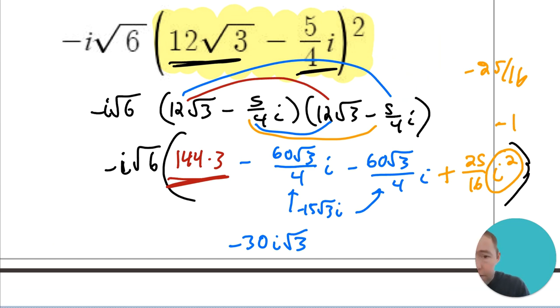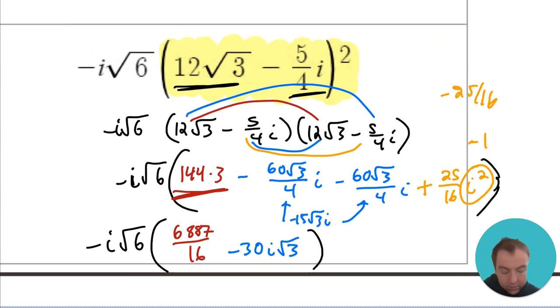So 432 is the 144 times 3. And then you'll subtract the 25 sixteenths. You can turn it into a fraction. It's kind of a crazier fraction, so I just used my calculator here. Came up with 6,887 over 16 minus 30i over root 3, of course. And then all that needs to be multiplied by the negative i root 6 and distribute.